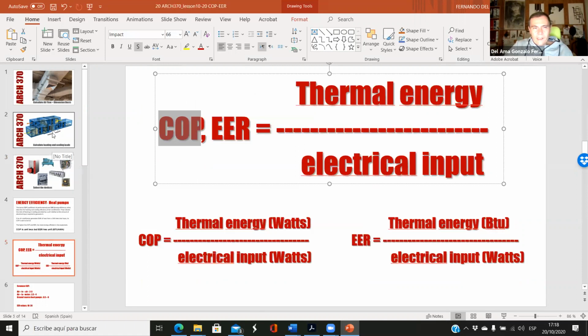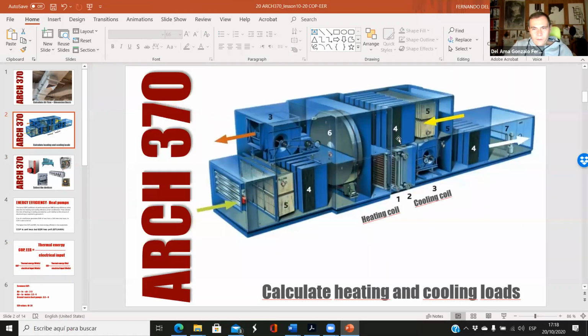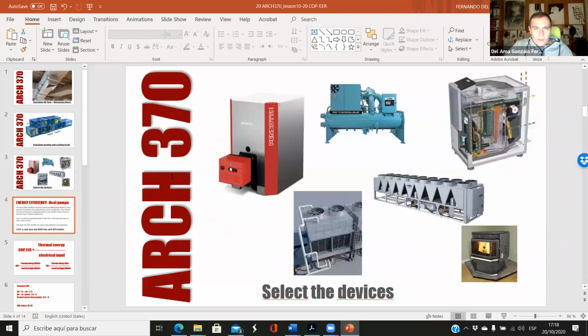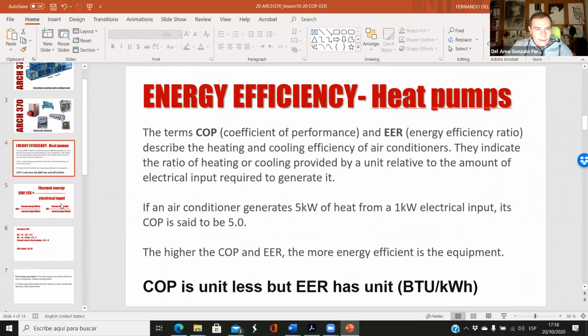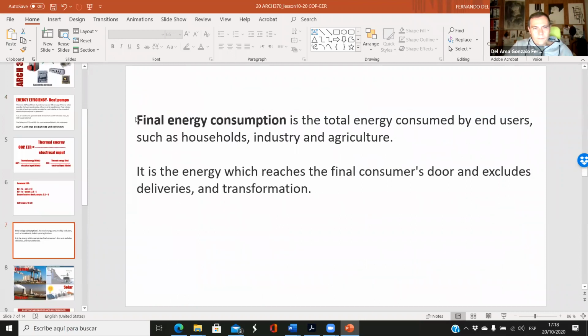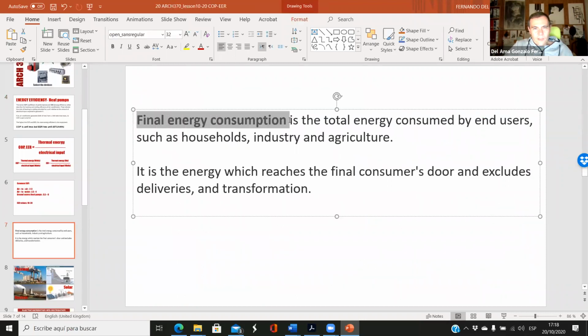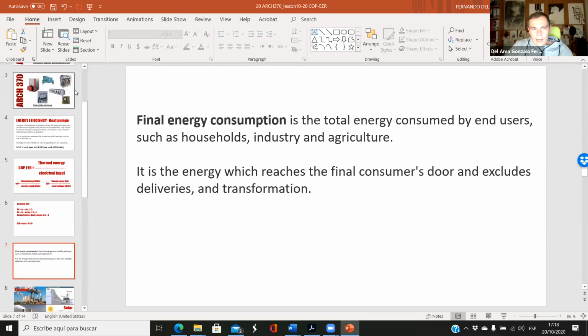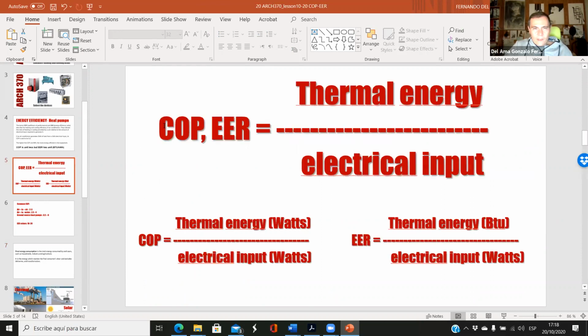So with the heating loads that you have already calculated, now we will talk about this concept of final energy, because the final energy consumption is the actual energy that our device, our heat pump, is consuming. So we have to work with this COP.